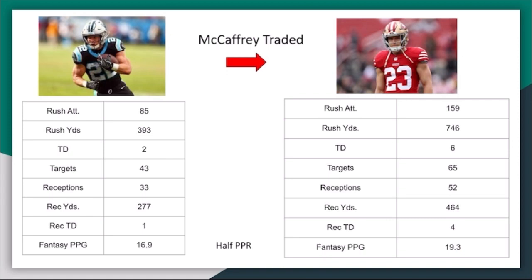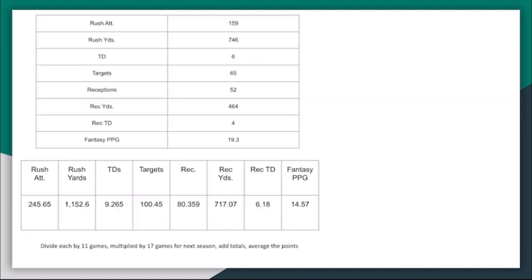So the left side of the stats with the Panthers, that's just the totals he had with them, and the right side is the 11 games he had with the 49ers. A lot of times, I throw in the rushing attempts and targets. You mostly want to look at volume. That's really what you want to go off. You can use this for receptions and rushing yards, reception yards as well.